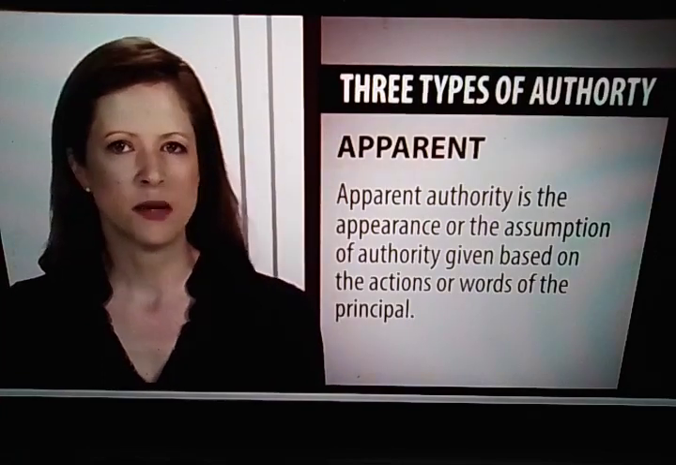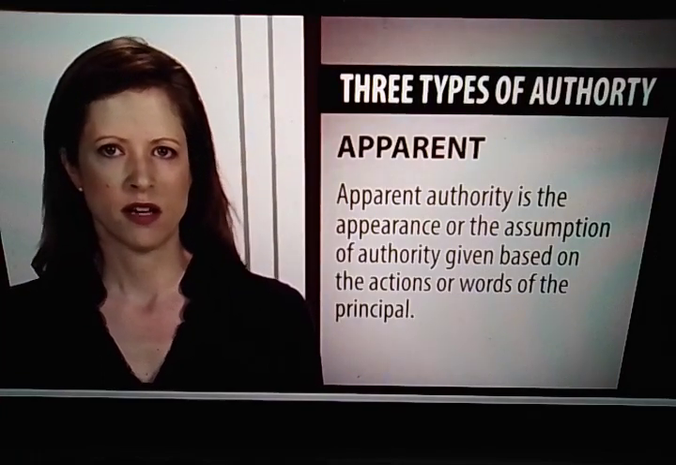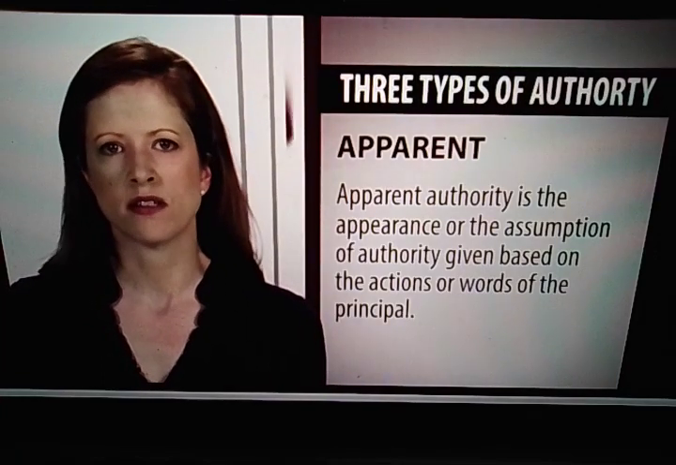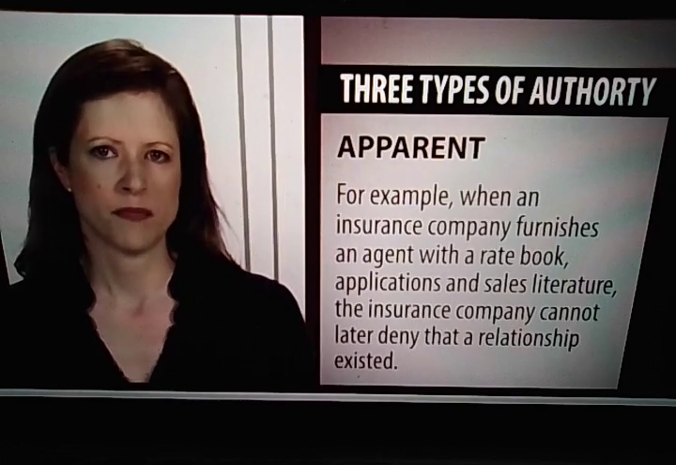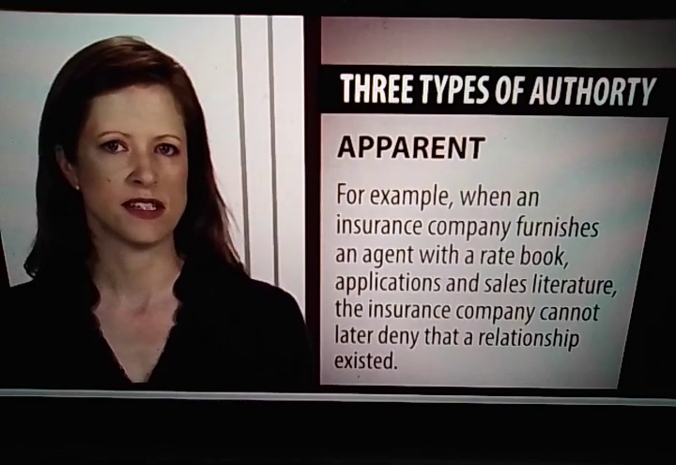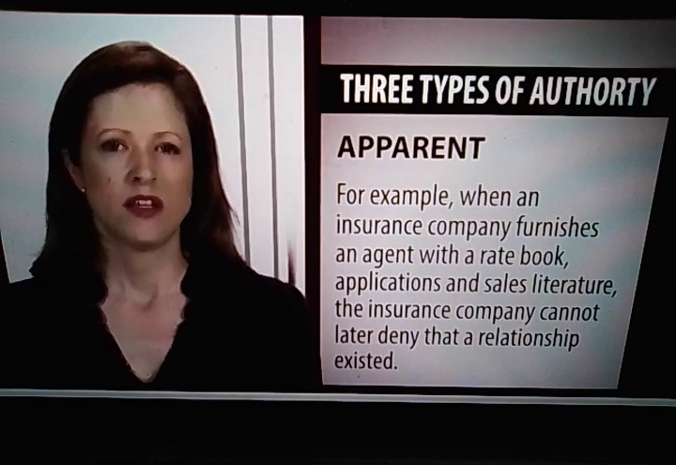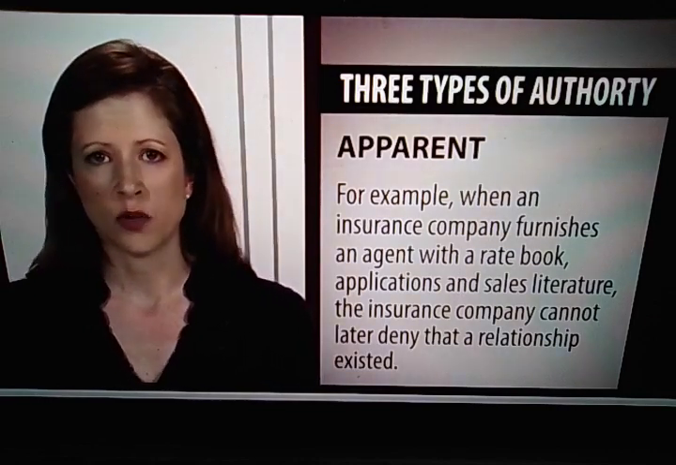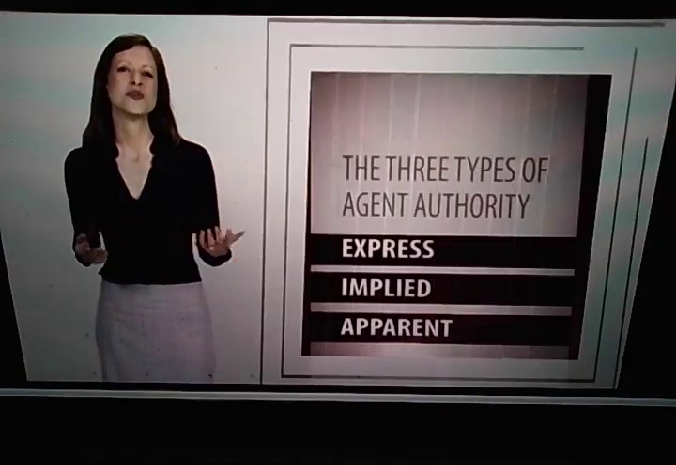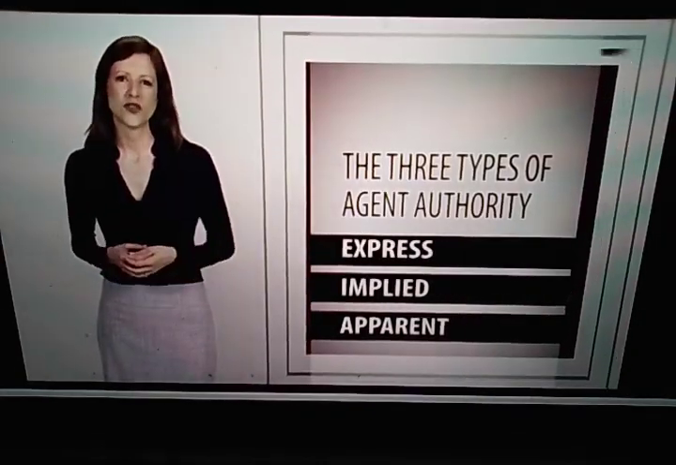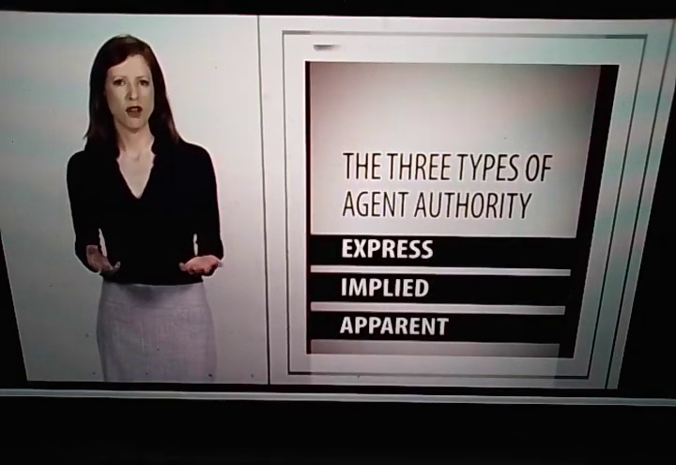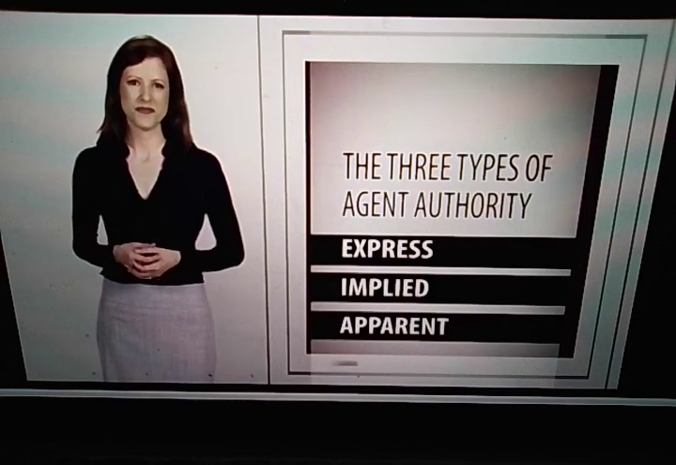Apparent. Apparent authority is the appearance or the assumption of authority given based on the action or words of the principal. For example, when an insurance company furnishes an agent with a rate book, applications, and sales literature, the insurance company cannot later deny that a relationship existed. As review, the three kinds of agent authority are express, implied, and apparent.